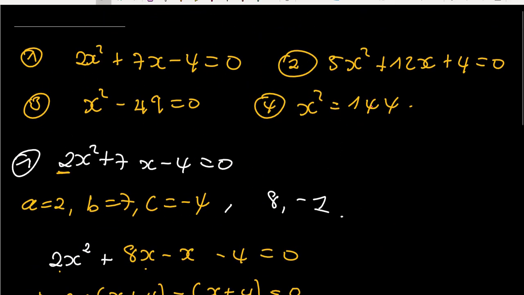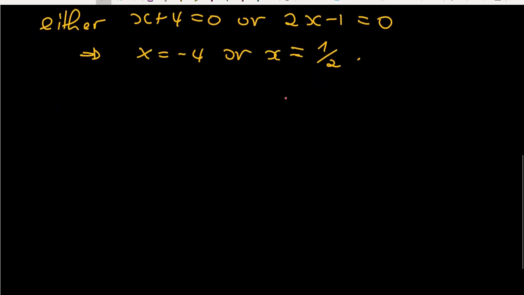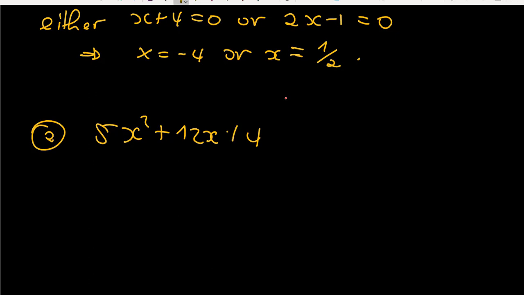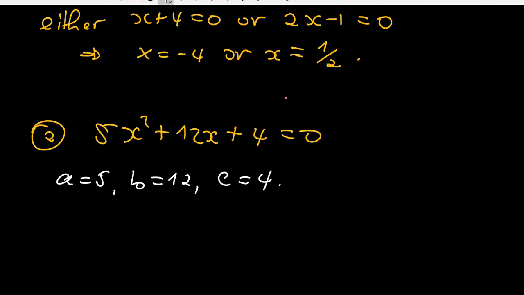Now let's see the second: 5x squared plus 12x plus 4 equal to 0. Now the coefficients are a is 5, b is 12, and c is 4. So we are looking for two numbers such that when we sum we have 12, and when we multiply we have 5 times 4, which is 20. So we start by writing down the factors of 20. We have 1, 2, 4, 5, 10, 20.